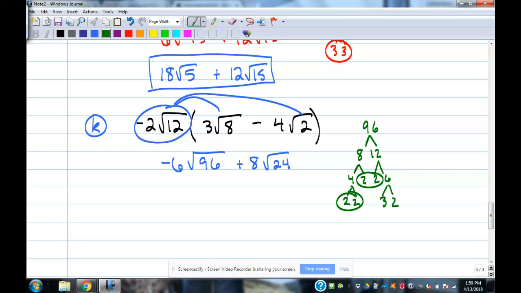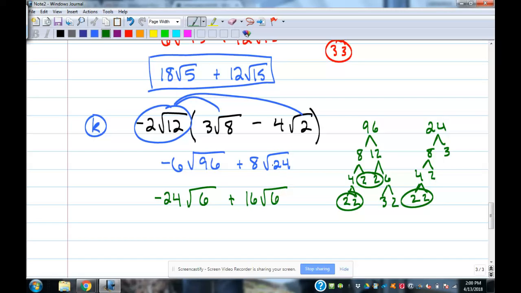So what's on the outside on the front of that? Negative 24, radical what? 6. Good job. And then we break down 24. 8 and 3, 4 and 2, 2 and 2. There's a pair of 2s. Radical 6. Again, that 8 that's already out there times this pair of 2s is 16. And then this 3 and 2 are left in there. That's the 6.